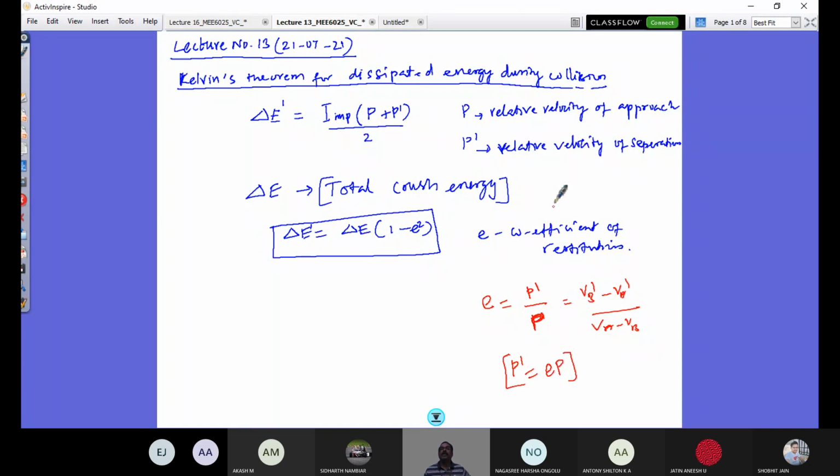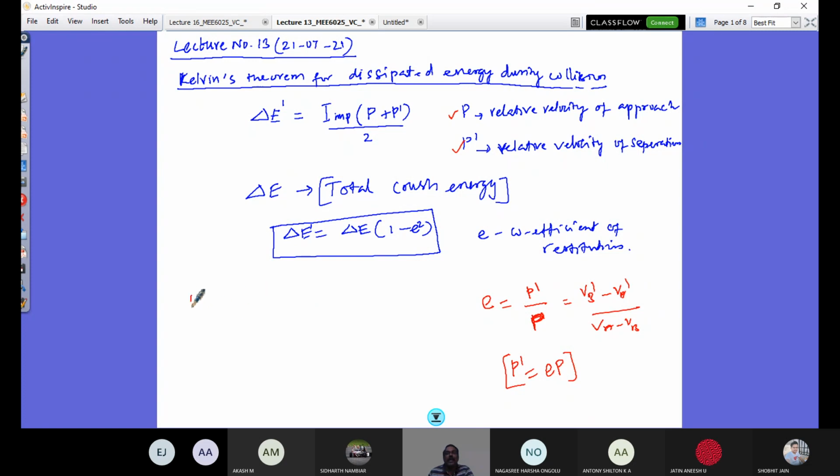Now you understood what P and P dash are. Kelvin's theorem states that dissipated energy during collision would be simply half the value of the product of the total external impulses present during collision multiplied by the addition of these two relative velocities. That's all. If you look further, you would be able to relate the dissipated energy to the total crush energy. So what is total crush energy?